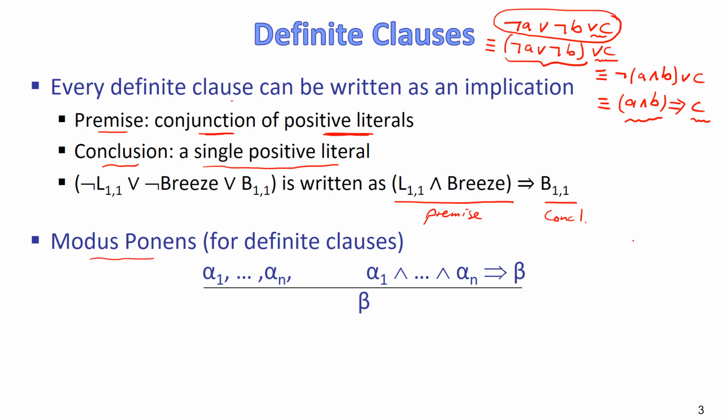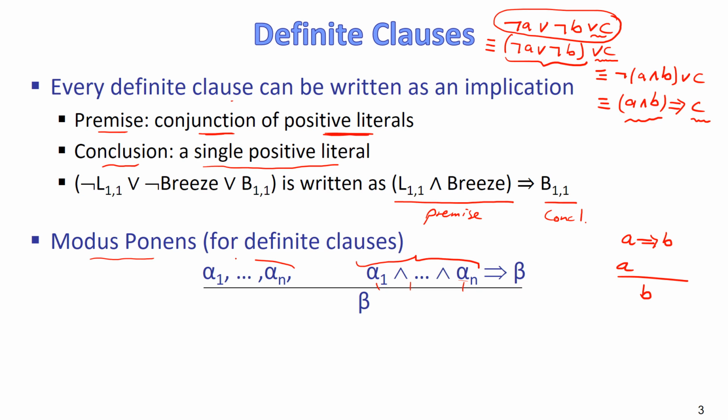Modus ponens in general, or the rule that you used to see, is that if we have an implication like that, A implies B, or if A then B, and we know that A is true, then we conclude that B also is true. Now if the premise has a conjunction like that, so if we know that alpha 1 is true and alpha 2 is true up to alpha n is true, then we can infer that beta is true.